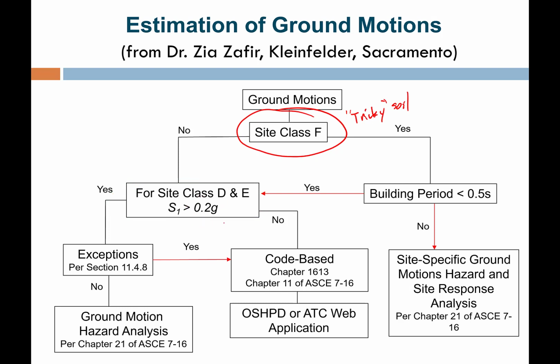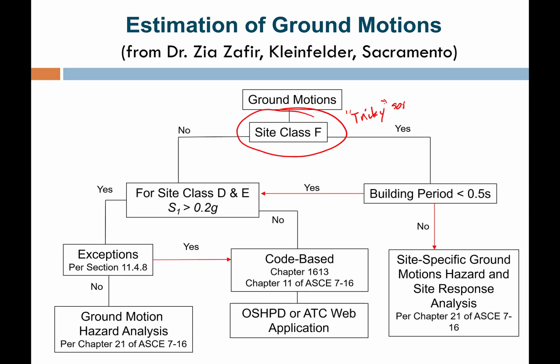And if it is, then we have some choices. Basically, it's saying you have to do a site-specific ground motion hazard analysis, unless you don't want to. If you don't want to, you can look at the exceptions that you have, and if you have any of the exceptions, you might be able to get out of it and still go back to this generic code-based approach, which is easier to perform, but you're going to design to larger ground motions, so it's going to have more expense for your actual structure.